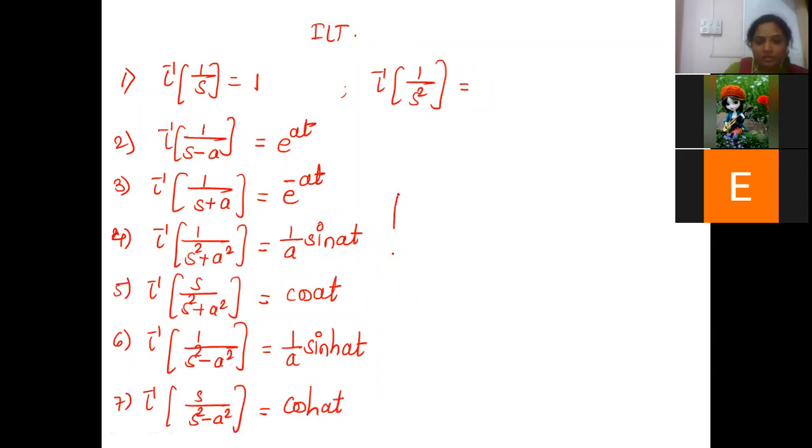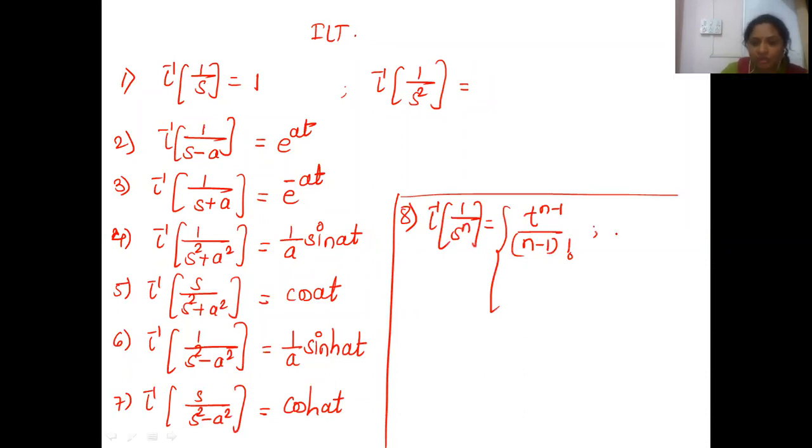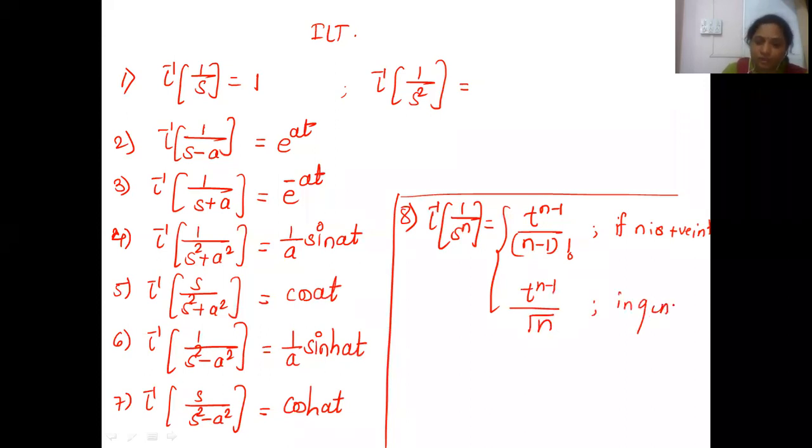And the 8th formula I'll write here. Laplace inverse of 1 upon s raised to n is t raised to n minus 1 upon n minus 1 factorial if n is a positive integer, and it is t raised to n minus 1 upon gamma n in general. So these are the 8 formulae we need in inverse Laplace.